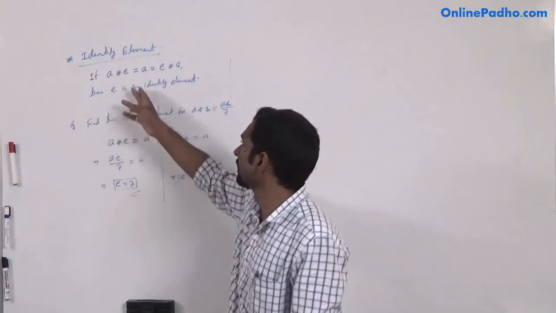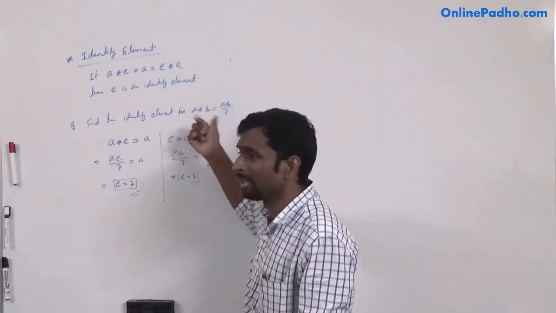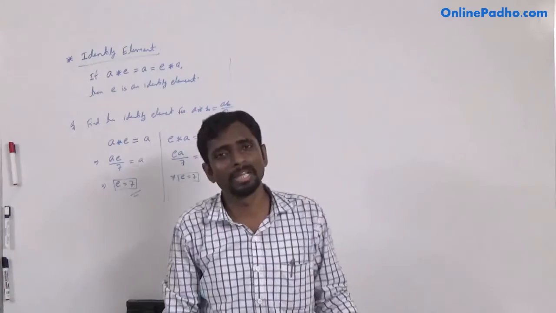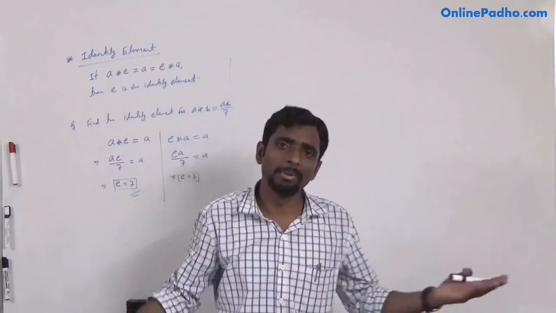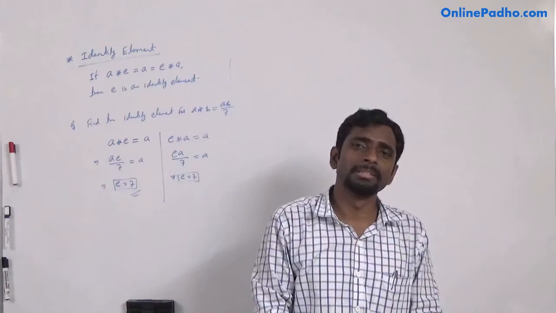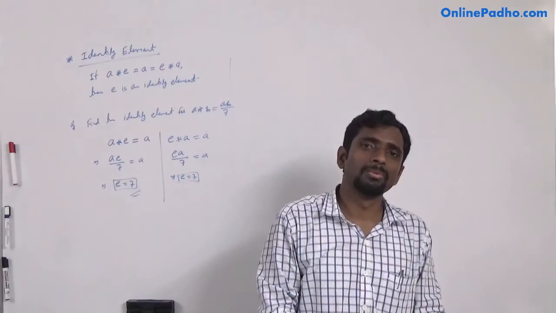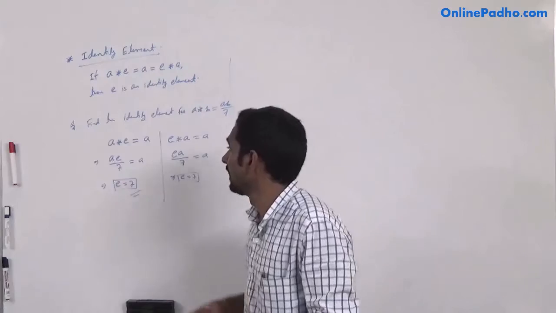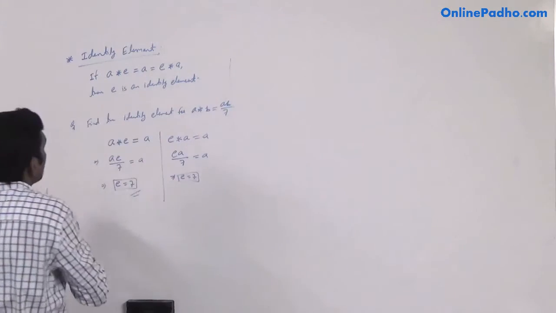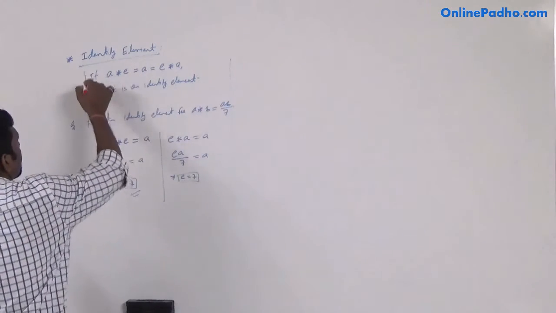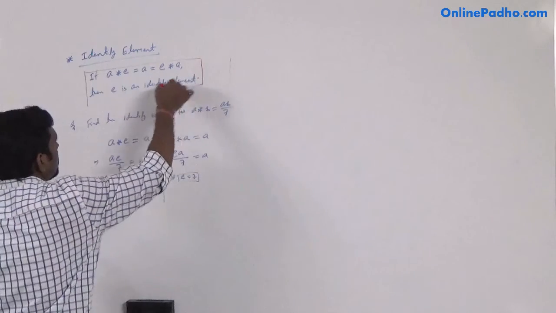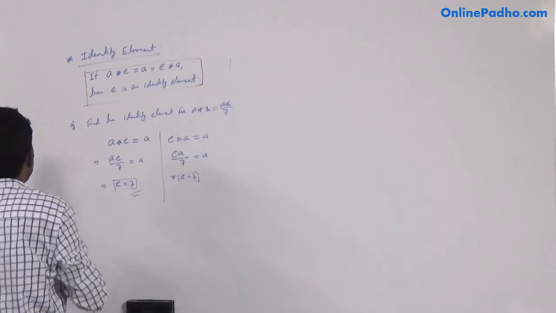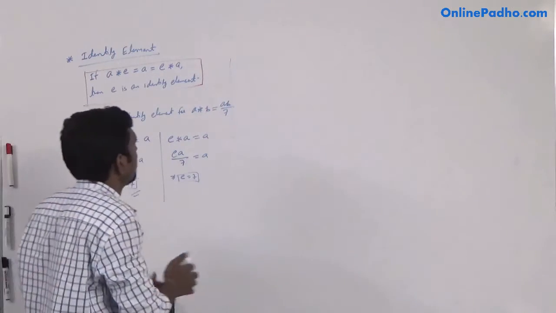Here the binary operation is A star B equal to AB by 7. Binary operation may be different. A star B equal to A minus B, A star B equal to 2A plus B, A star B equal to A plus B minus C minus 2. For any binary operation, you can find the identity element by this formula. When A star E is equal to E star A equal to A, then E is an identity element. By this way, we can find the identity element.